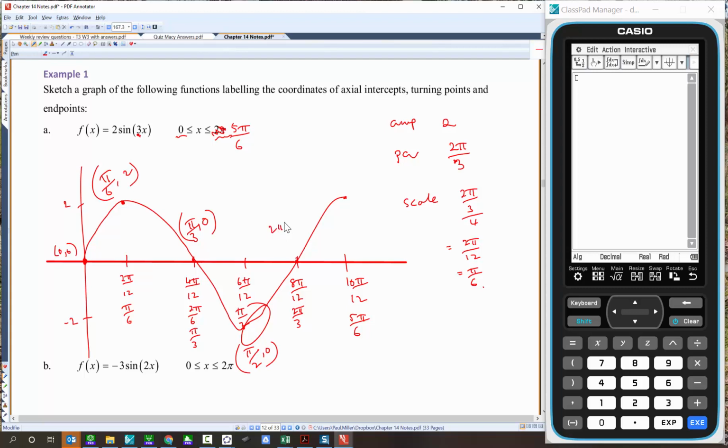This one here is 2 pi on 3, 0, and finally 5 pi on 6, 2. That one's wrong. That should be pi on 2, -2. Wow, really stuffed that up. Okay, all right, so there are the turning points. I've got an x-intercept marked, endpoints are marked. Defined at the endpoints, yep, all good. Okay, so there's my sketch.